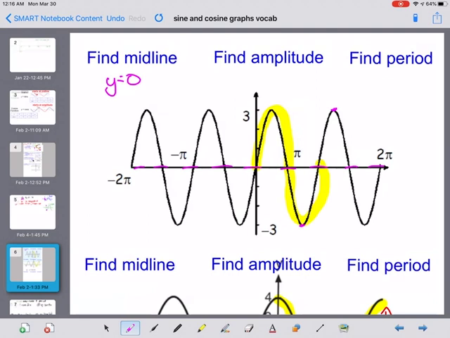The amplitude. Amplitude is the distance between the midline and the highest point. So that's from 0 to 3. That's 3 spaces up, and you can just count 1, 2, 3. So the amplitude is 3. A equals 3.